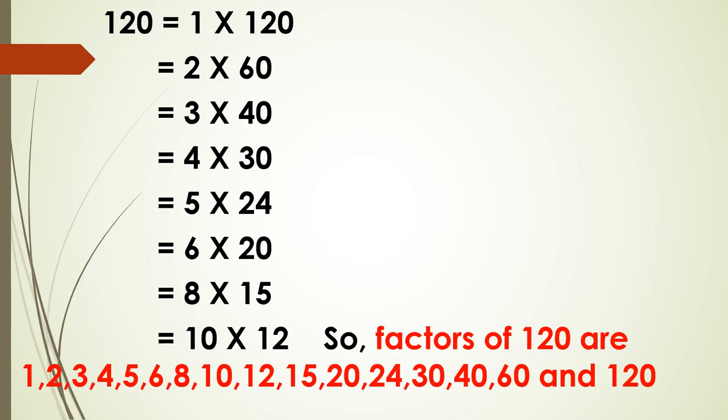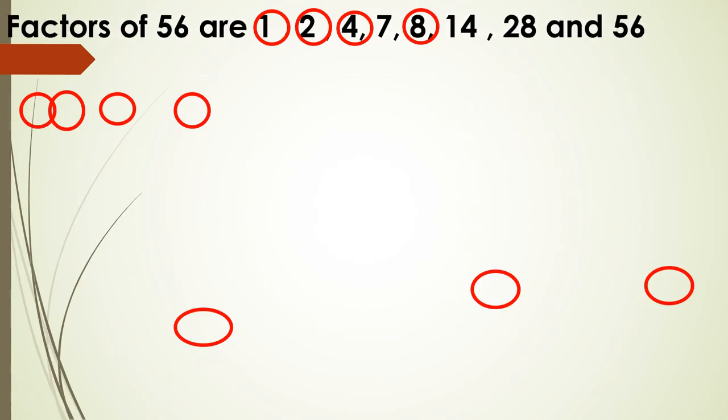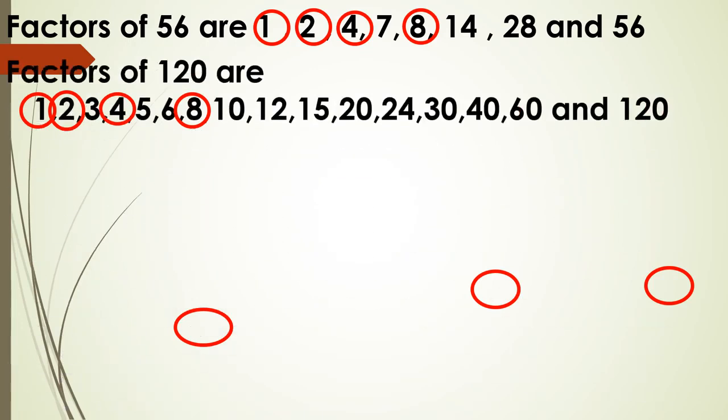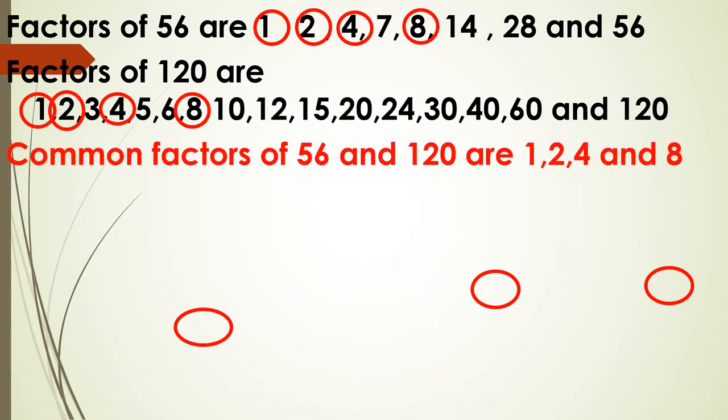Now we have to find the common factors of both. Again, factors of 56 are 1, 2, 4, 7, 8, 14, 28 and 56. Factors of 120 are 1, 2, 3, 4, 5, 6, 8, 10, 12, 15, 20, 24, 30, 40, 60 and 120. Now find the common factors, which means those present in both. They are 1, 2, 4 and 8. Got it?